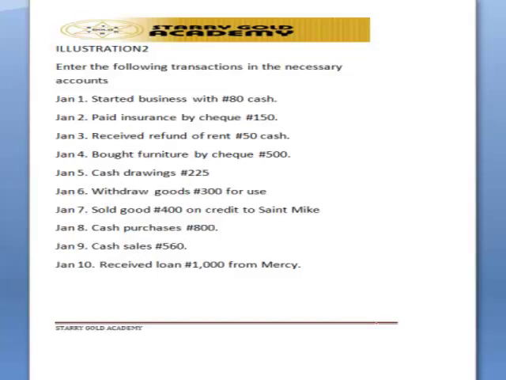of rent, 15 naira. January 4th, bought furniture by check, 500. January 5th, cash drawings, 225. January 6th, withdrew goods, 300, for use. January 7th, sold goods, 400 naira, on credit to St. Mike. January 8th, cash purchases of 800. January 9th, cash sales of 560. January 10th, received loan of 1000 from Mercy. So that is the question.